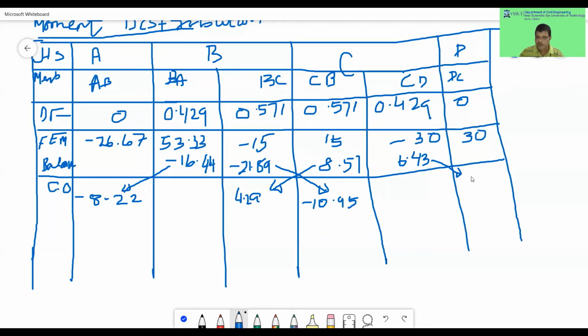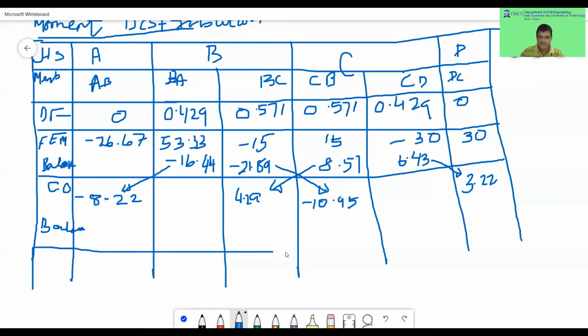So no moment comes here. Now the moment is coming here, that is 3.2. So that is allowed. 6.43 into half is 3.215. We make it 3.1. So we complete one cycle. Similarly, now we go to balancing the sections. Carry over, then the balance.